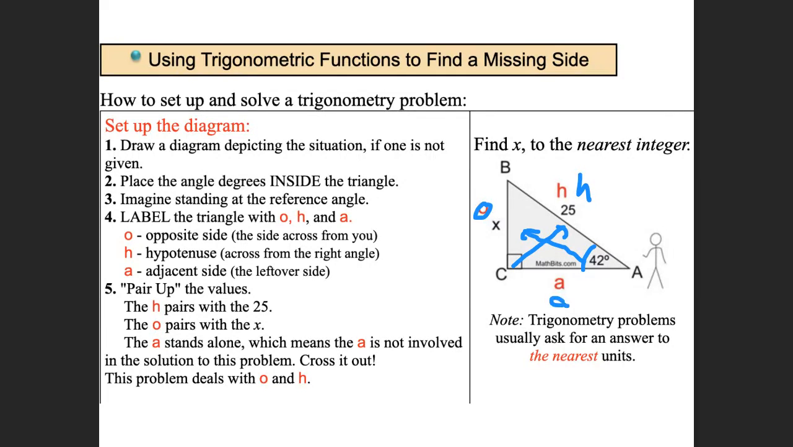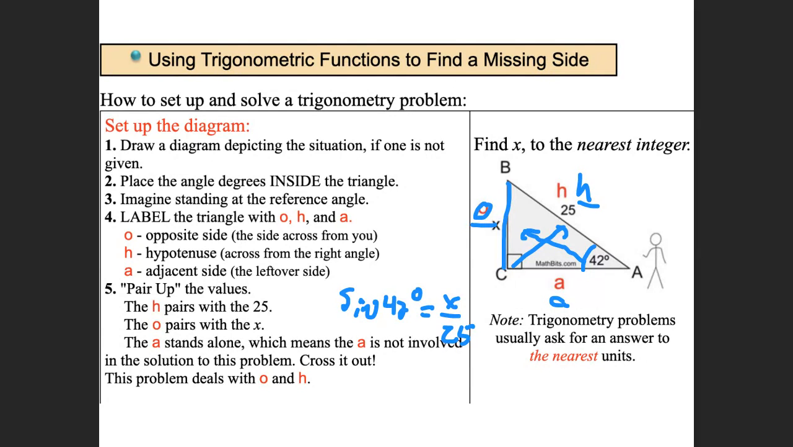So if I'm looking for side BC here, this side right here, I know what this side is and I know I'm looking for this side. So which trig function uses opposite and hypotenuse? Well, sine does. So I'm going to use the sine of the angle, which is 42 degrees, is equal to the opposite side, which is x, over the hypotenuse, which we know is 25.